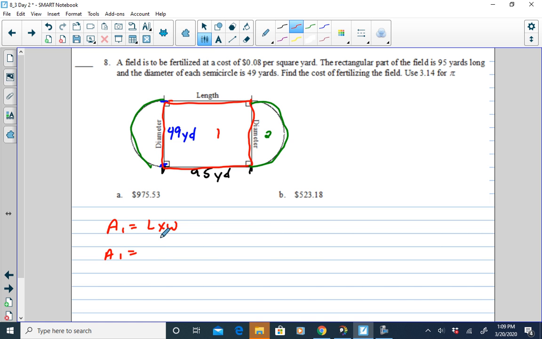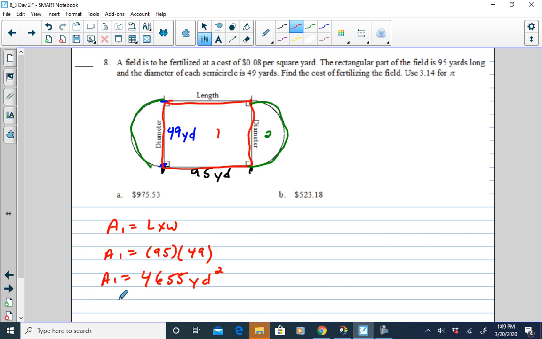So area 1 is going to be equal to 95 times 49. Right, so area 1 is equal to, well, let's do that with our calculator. So we want to do 95 times 49. We wind up with 4,655. And those are square yards.